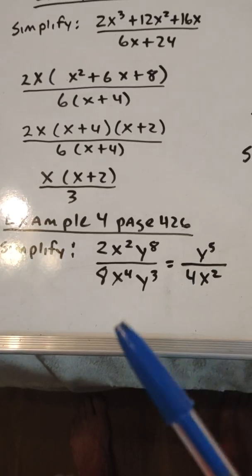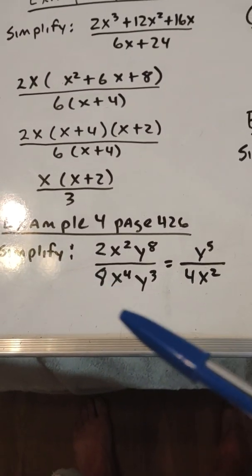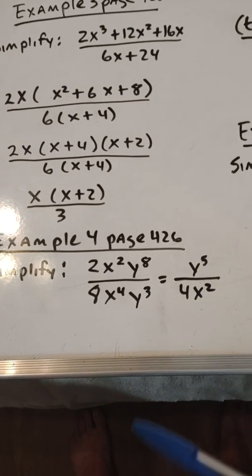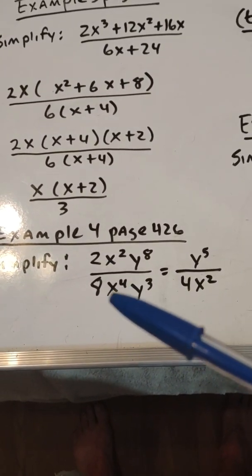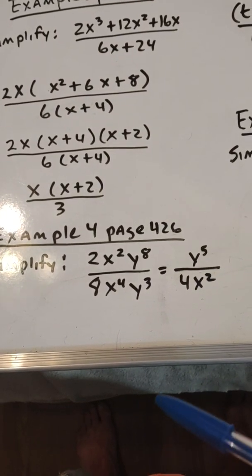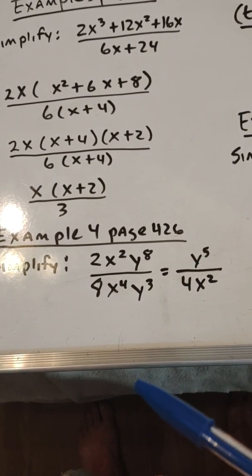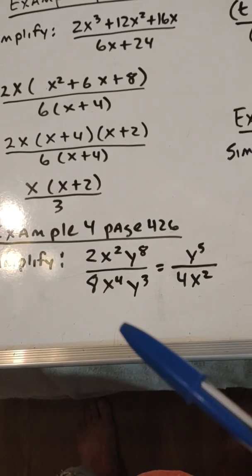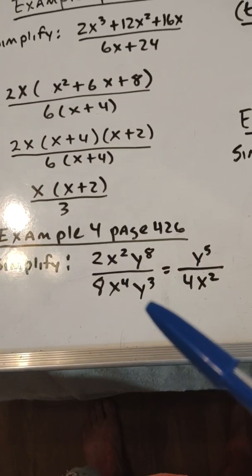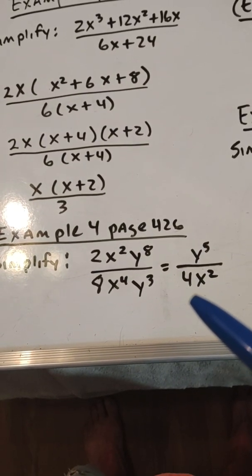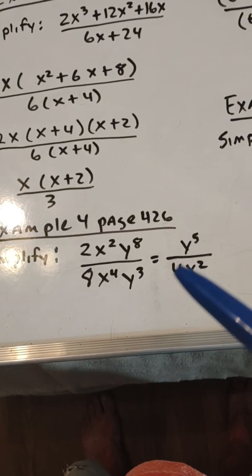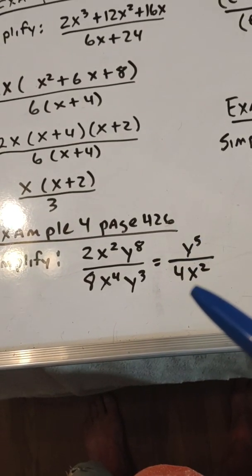Here's example 4, page 426. Here we're going to use nothing but the quotient rule. Simplify the fraction and use the quotient rule. 2 over 8 becomes 1 over 4, but we don't have to write the 1 on top. Remember the quotient rule: take the smallest amount of x's away. So if we take 2 away from here, it gives us x to the 0, which is 1. Take 2 from here, it leaves us x squared on the bottom. Take 3 y's from here and 3 y's from here, we get y to the 5th on top. So we have y to the 5th over 4x squared.